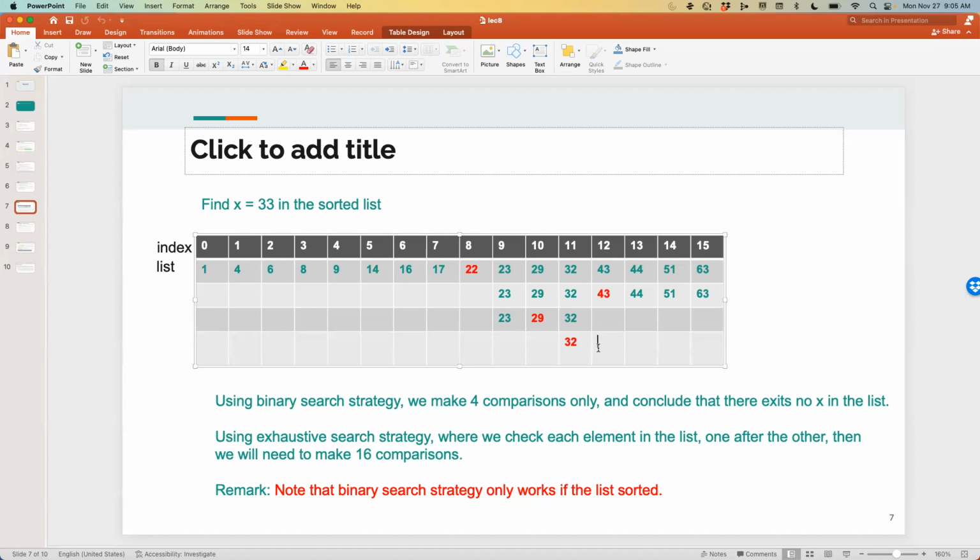Okay, so this is the idea of the binary search strategy. It doesn't check every single element because we can rule out some of these elements based on just a comparison with the middle element.